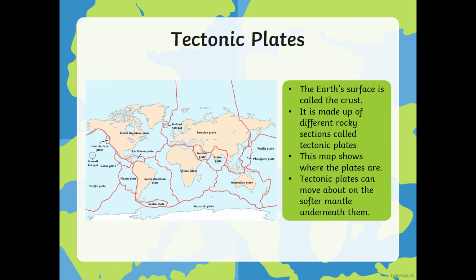Now, the tectonic plates are related to the continents because the continents are very often split up by them. The Earth's surface is called a crust and it's made up of different rocky sections, which are called the tectonic plates. You can see here on the map where the plates are. They can move about on top of the softer mantle underneath them, which is kind of like lava that the Earth is floating on.